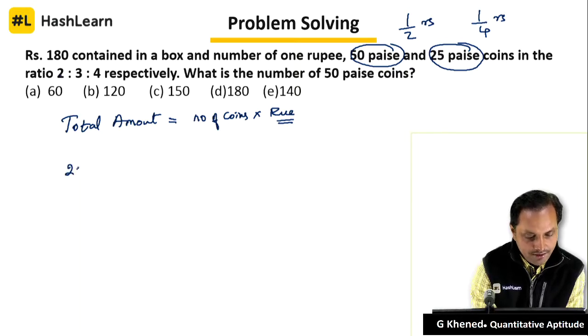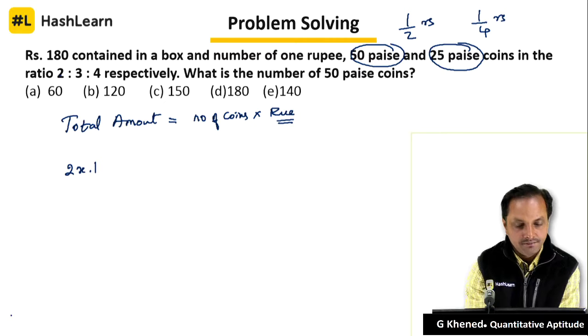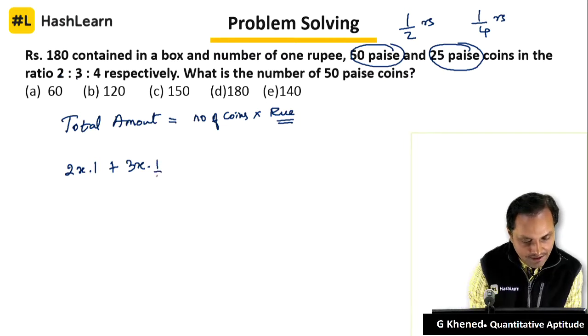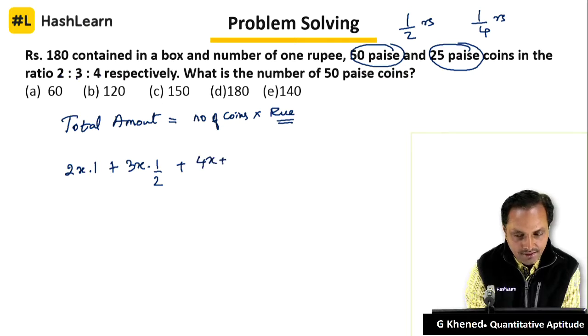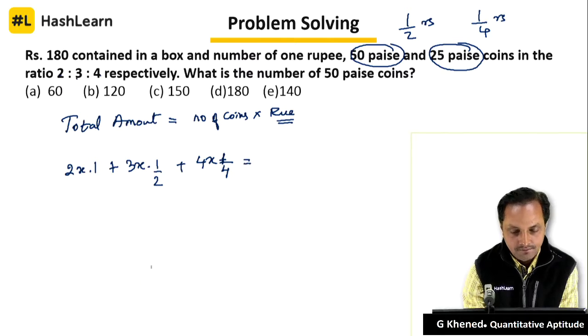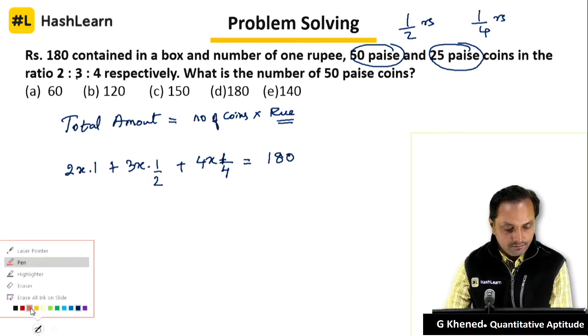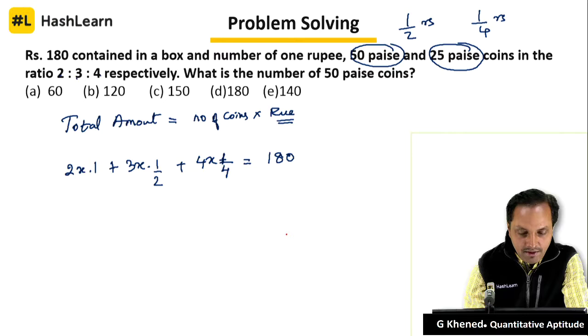You will have 2x coins of 1 rupee each, plus 3x coins of half rupees, plus 4x coins of 1/4 rupees. The total will be equal to 180. Is it clear? Okay. So how to do the simplification now?